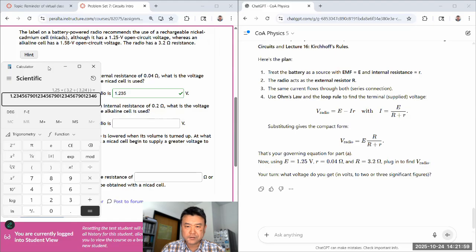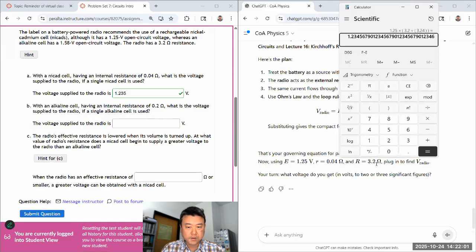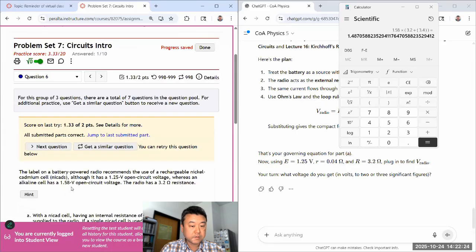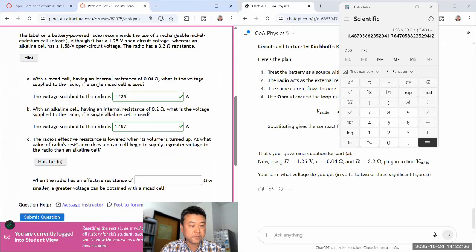So I hear you. Once you've done that correctly, I don't think it's realistic to get stuck on the next question. So let's just do that. It's 1.58 times 3.2 divided by 3.2 plus 0.2, so 3.4. So equals 1.487. 1.487. Okay, correct.